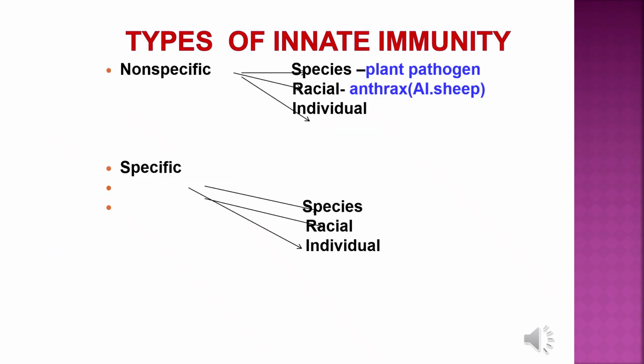So now this we already saw, types of immunity. Innate immunity is non-specific, and then it is divided into species, racial and individual. And again specific immunity is divided into species, racial and individual.